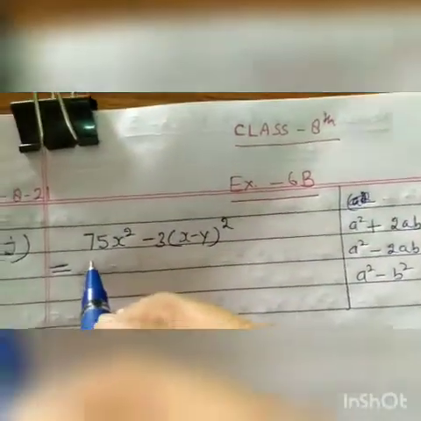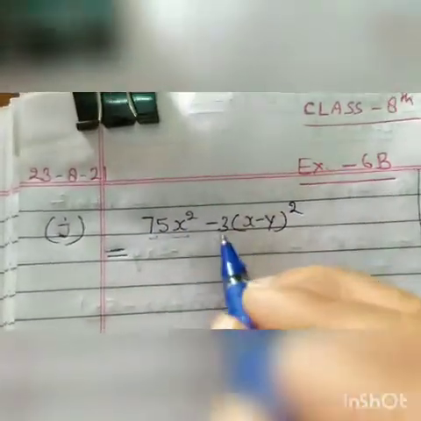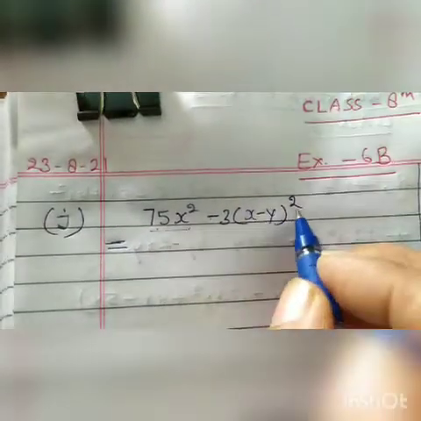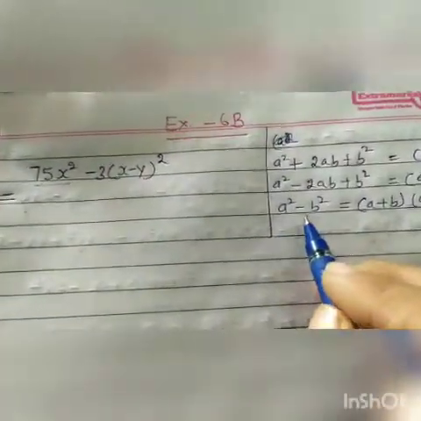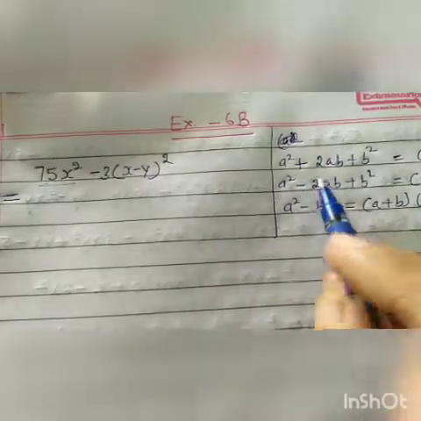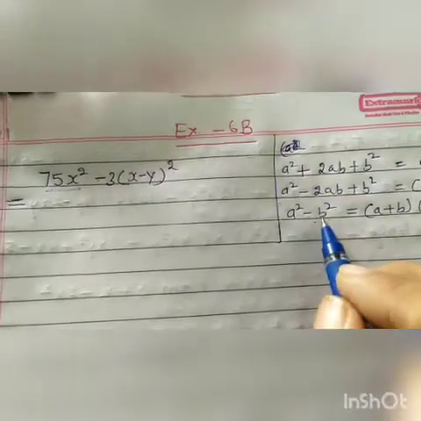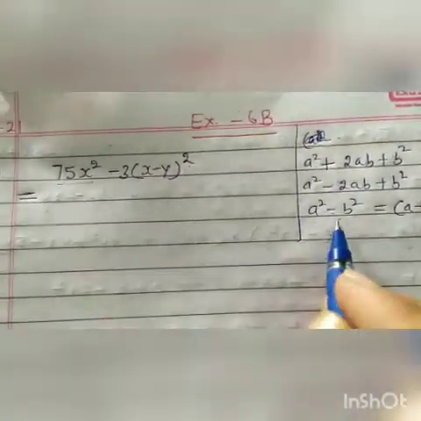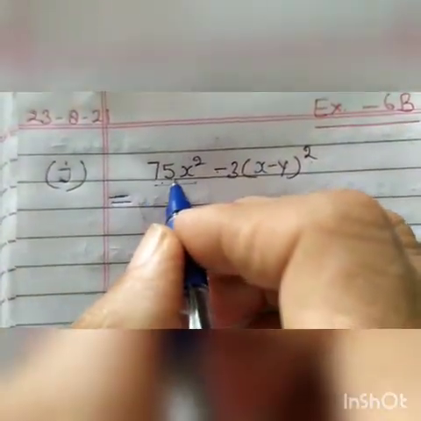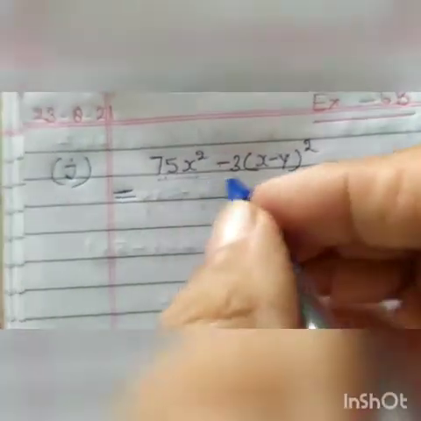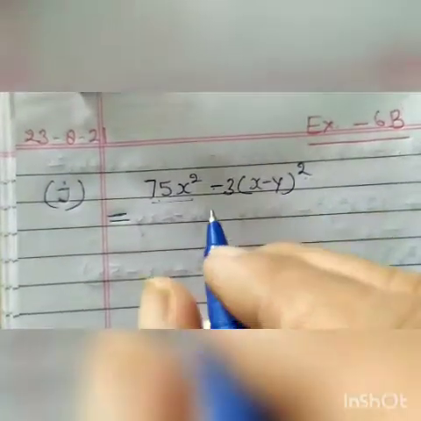See here students, there are two terms here. First term is this 75x square and second term is minus 3 into x minus y whole square. If there are two terms, then we will use the identity with two terms. In these two identities, there are three terms for factorization, but in this third identity there are two terms. So we will solve this question according to this identity, but we also observe that 75 is not a square number, neither is 3. 75 and 3 both are not square numbers. Then how will we solve it?